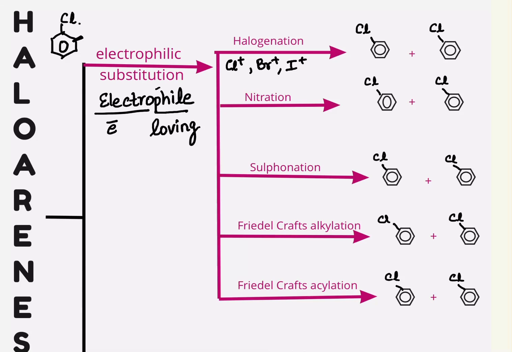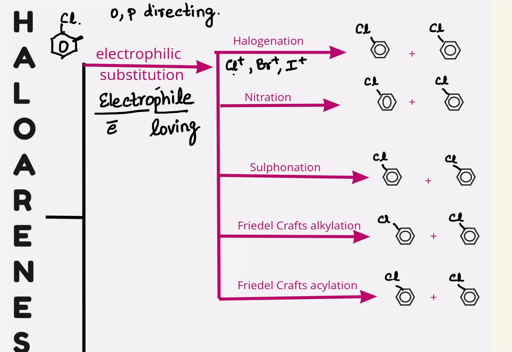The halogen atom is ortho-para directing. As I said earlier, in order to clear concepts on this heading, you will have to revise the topic from another video that I have already posted onto the channel.